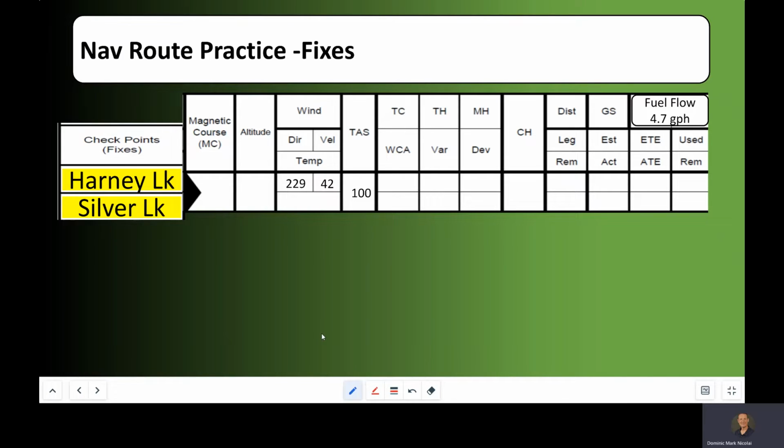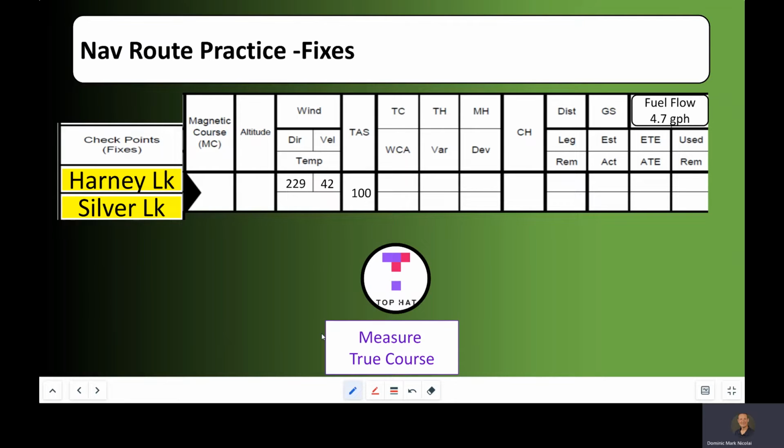We don't have GPS navigation today. We don't have ForeFlight to plan for everything here. So we got our fixes down. Our first thing that we want to accomplish is measuring the true course. So you got your route. Get your plotter out. Now when it comes to angles, your plotter doesn't care about the scaling, so you can measure your true course.